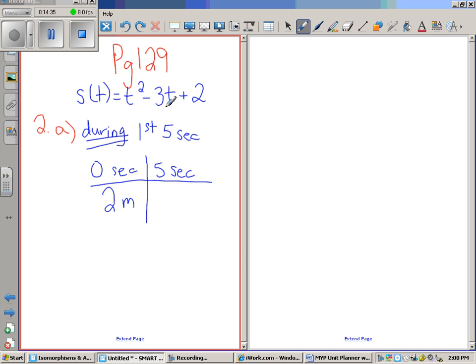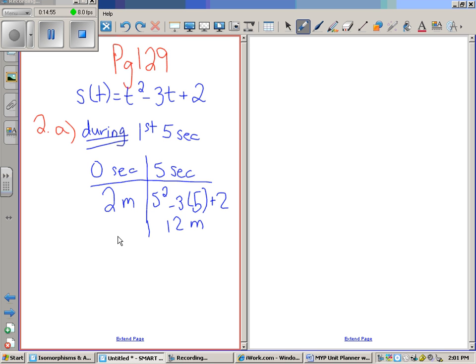Okay, 0 squared minus 3 times 0 plus 2 is 2. Now at 5, that's 5 squared minus 3 times 5 plus 2. So 25 minus 15 plus 2 is 12 meters.